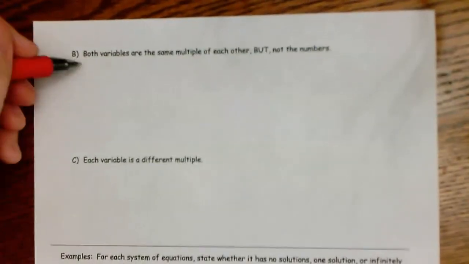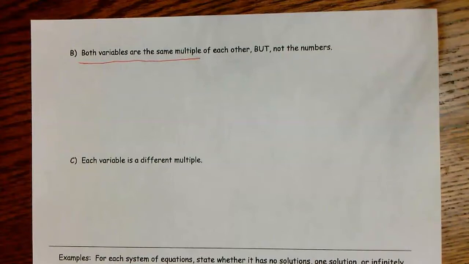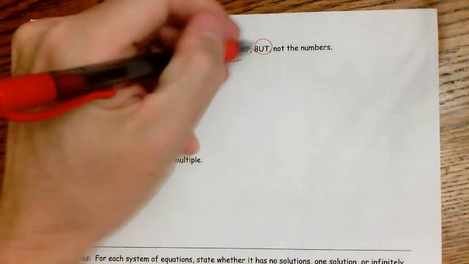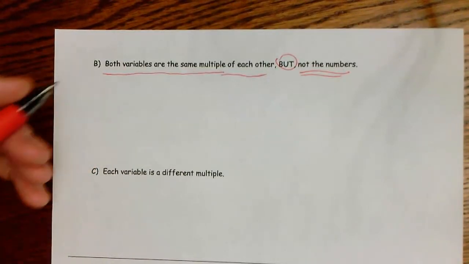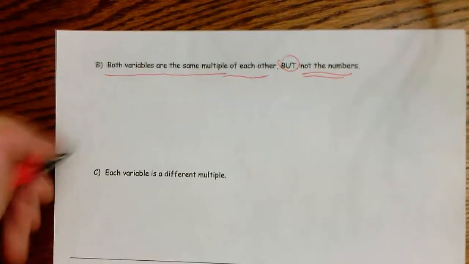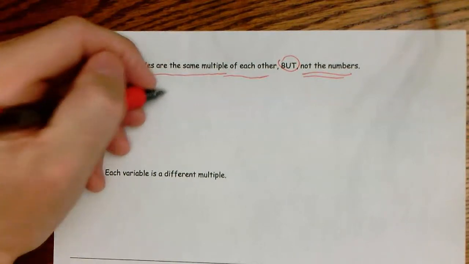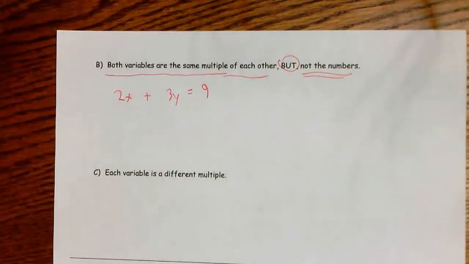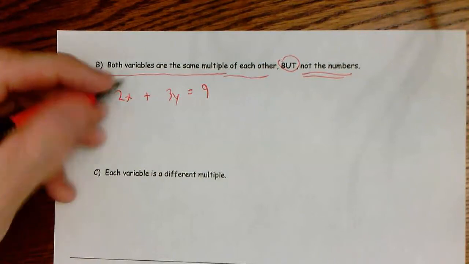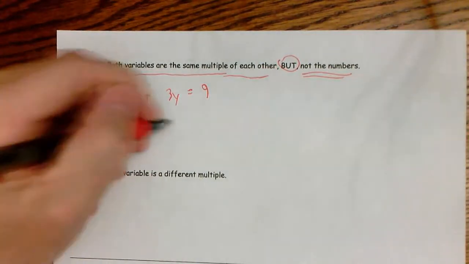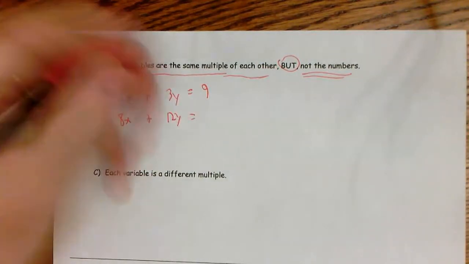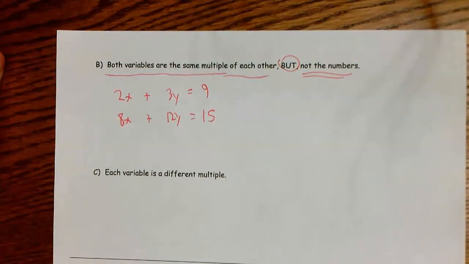What about both variables are the same multiple of each other, but not the numbers? I could do a similar example to the one I just did. 2x plus 3y equals 9, and 8x plus 12y equals 15.